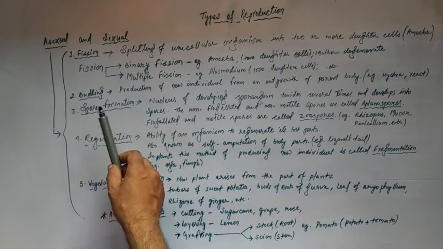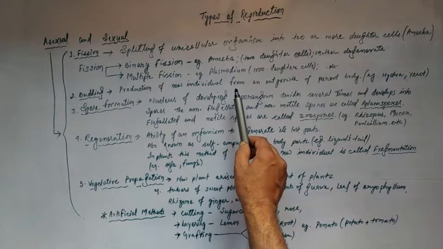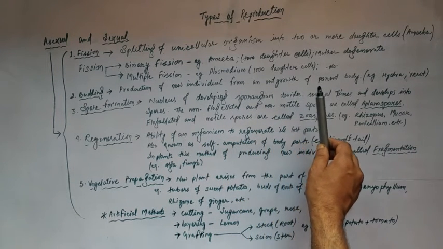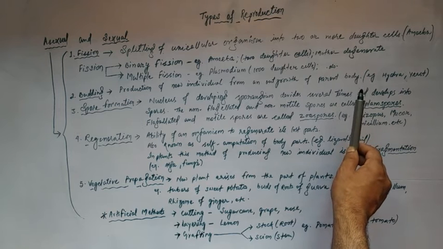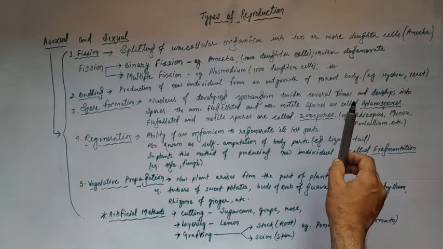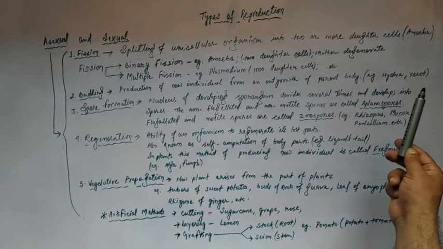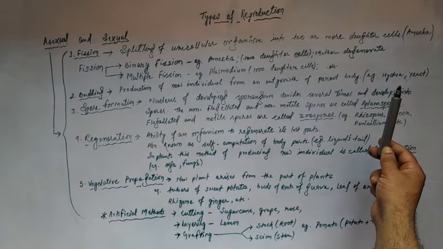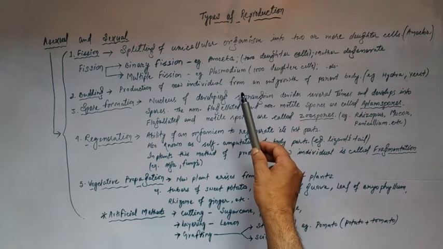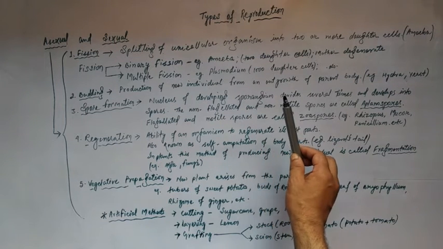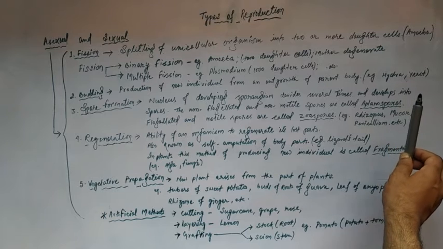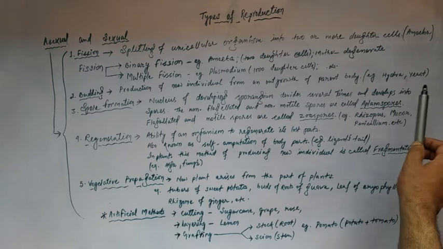In budding, a new individual is produced from an outgrowth of the parent's body. That means from the body of the parent, a bud-like structure forms which develops into the new individual, and finally the bud detaches from the body. Here the mother does not degenerate after detachment of the daughter cell. Example: Hydra and yeast.